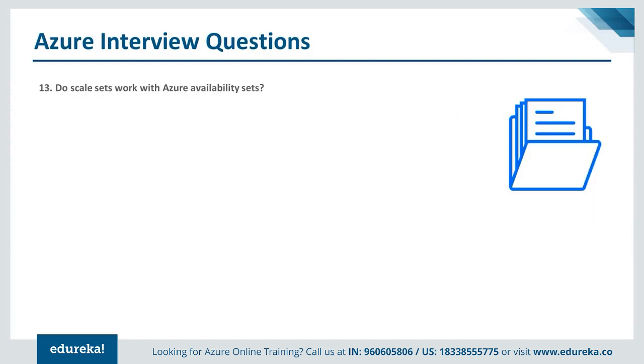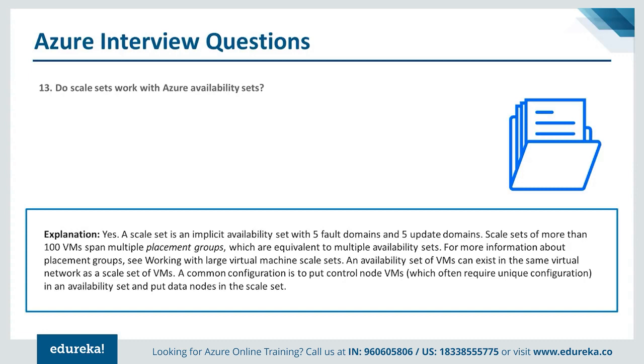Talking about availability set. Do scale sets work with Azure availability set? First of all, you need to understand what an availability set is. An availability set is basically a grouping of servers so that I can load balance the information among those servers. That is done for high availability. And there is something called fault domain and update domain as far as high availability is concerned. Fault domain says that if I have two VMs in the same availability set, both VMs will share a common power source and common network.